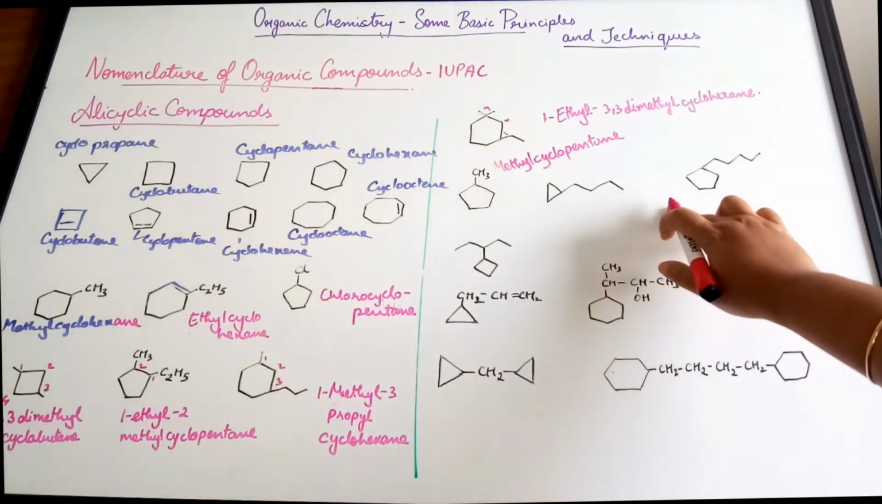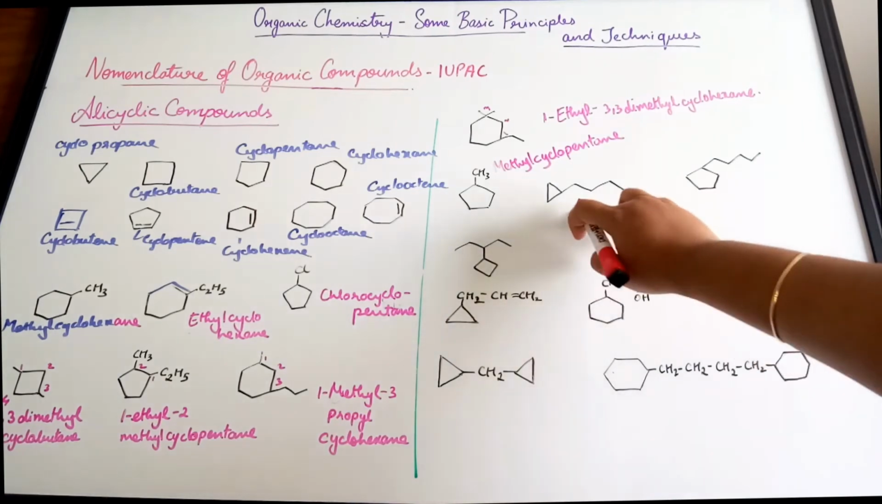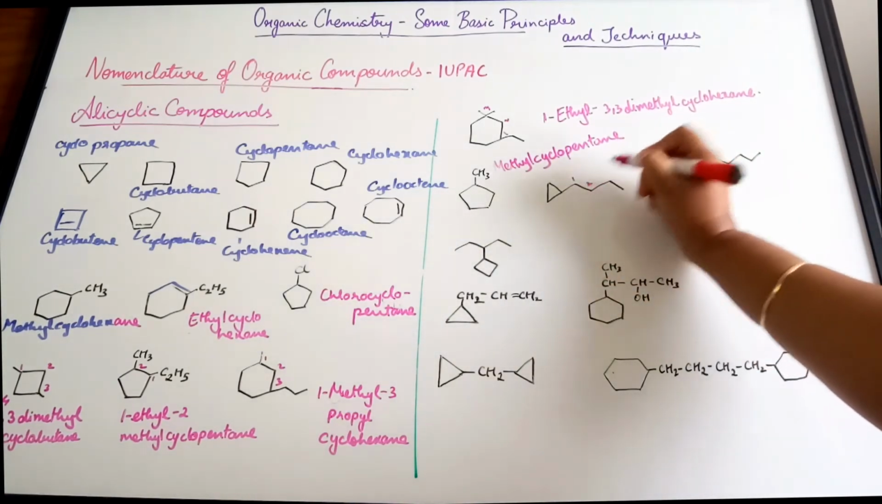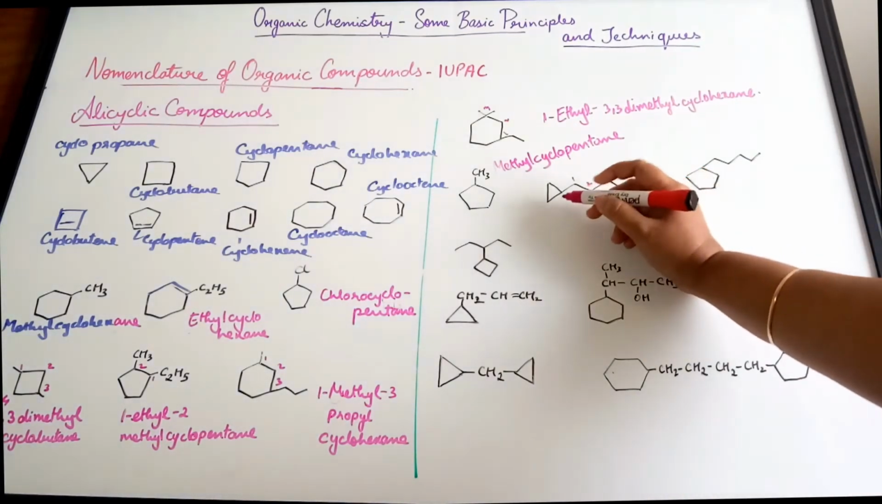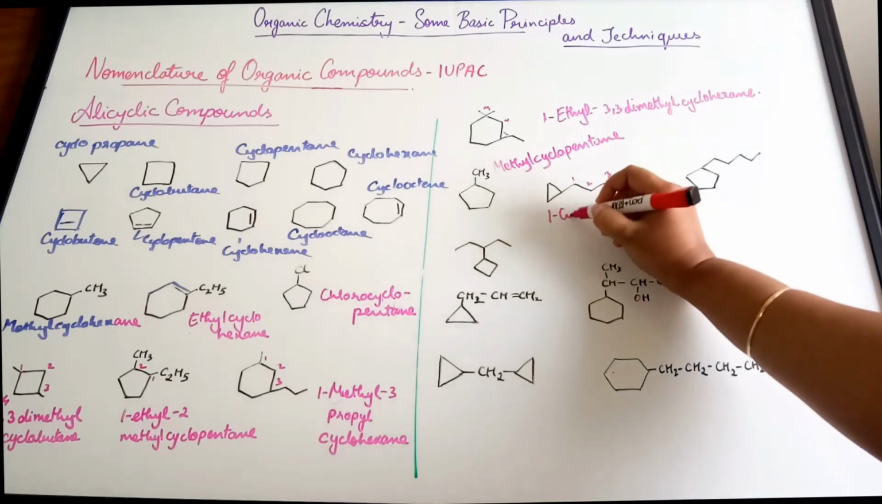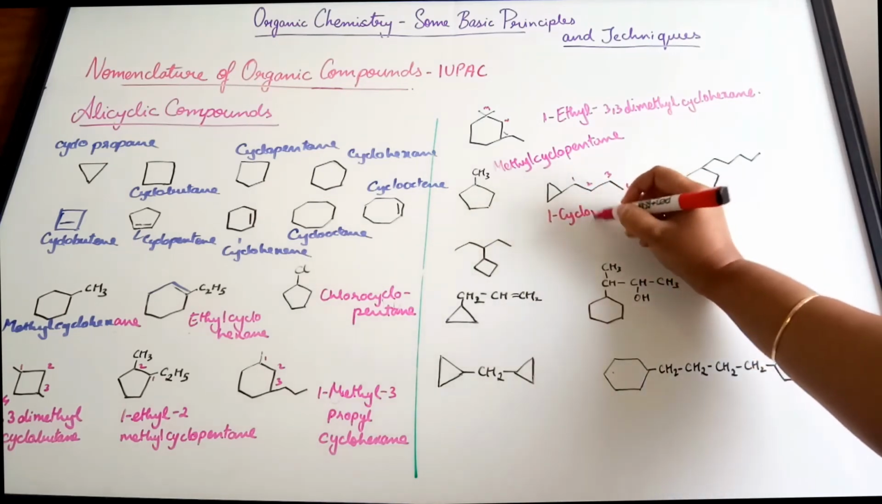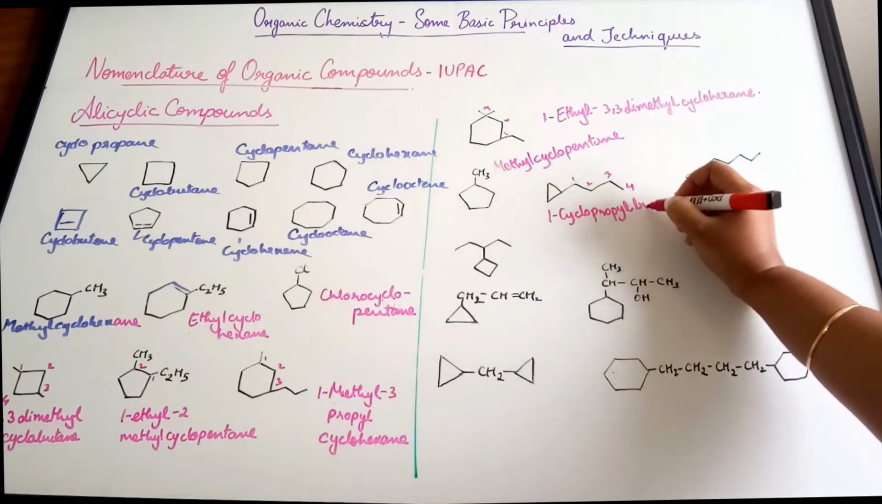Now, in this case, the number of carbon atoms in this substituent is more than the number of carbon atoms of the ring. So, you have a 1, 2, 3, 4 group. So, in the first position, you have a cyclopropane ring. So, 1-cyclopropylbutane.